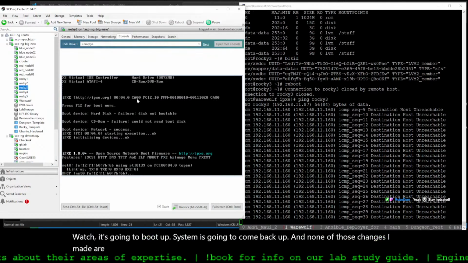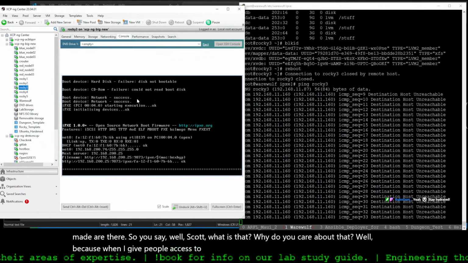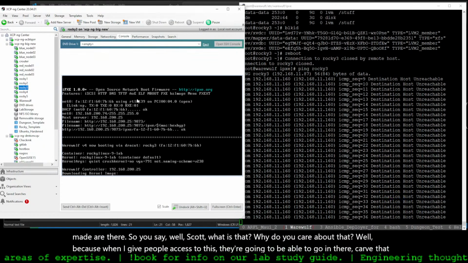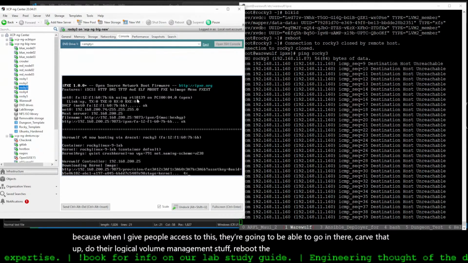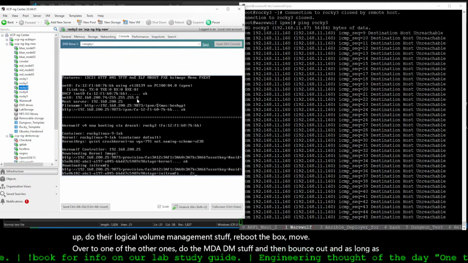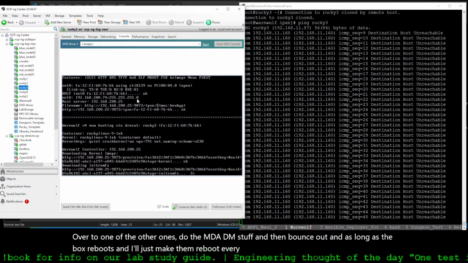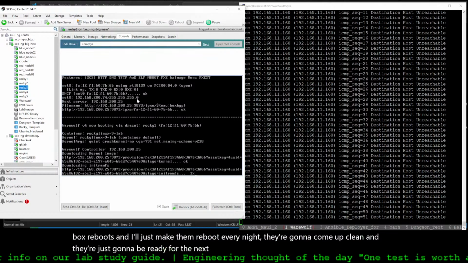So you say, well, Scott, why do you care about that? Well, because when I give people access to this, they're going to be able to go in there, carve that up, do their logical volume management stuff, reboot the box, move over to one of the other ones, do the mdadm stuff, and then bounce out. And as long as the box reboots, and I'll just make them reboot every night, they're going to come up clean, ready for the next person to use however they want.